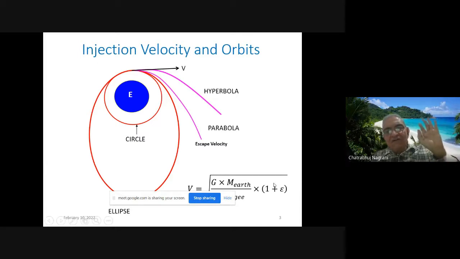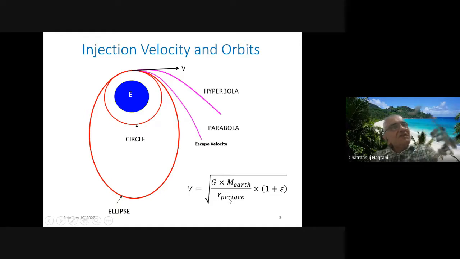Circular orbit means this 1 plus E term in the bracket will vanish. So for a circular orbit, I will give a velocity v, which is equal to the square root of the gravitational constant times the mass of the Earth divided by the perigee radius. That I have to give. If I give that much velocity, then it will be in a circular orbit for a given perigee radius. But if I want some eccentricity, I put that eccentricity. How do I determine? It is very simple.